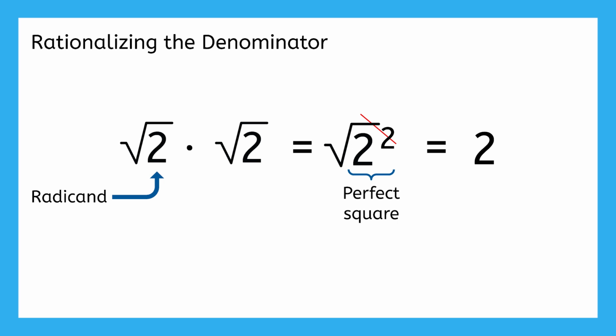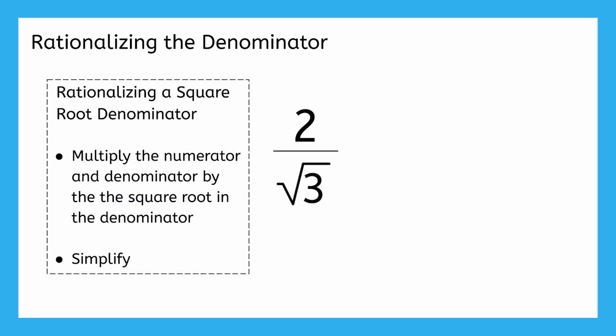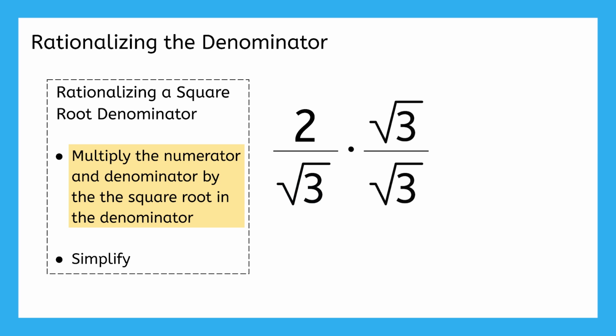Let's put all of that together into some simple steps and take a look at one more example. To rationalize a square root in the denominator, first multiply the numerator and denominator by the square root in the denominator. Here, we'll multiply by root 3 over root 3.